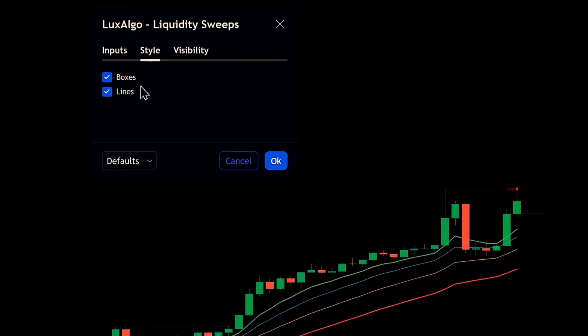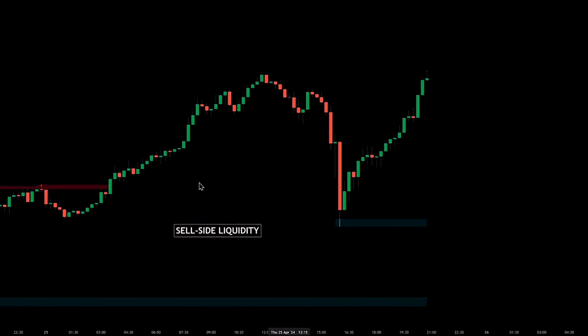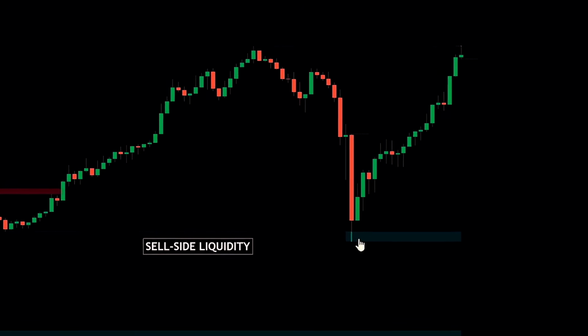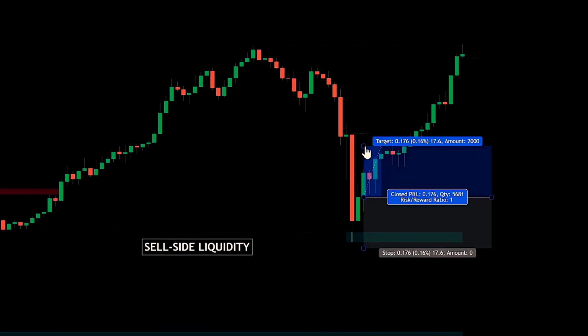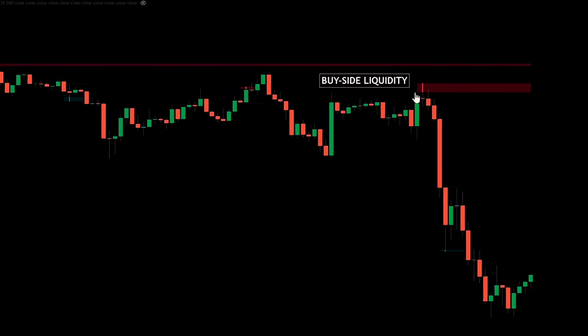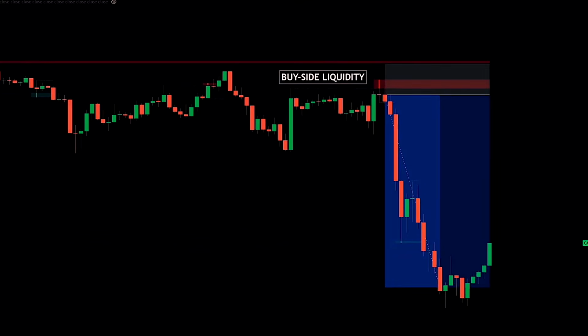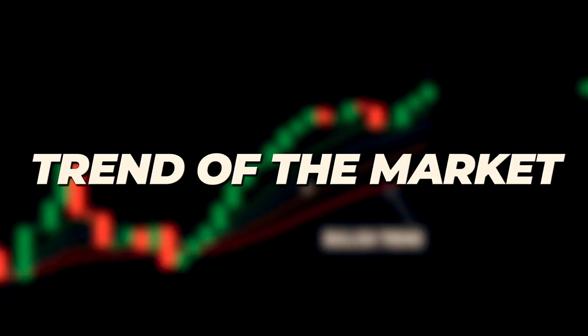So now that we understand liquidity sweeps, how can we actually use this indicator for trading? It's really simple. For a long trade, look for a sell-side liquidity sweep, which will appear as a teal color rectangle. Once you spot it, take a long position. For a short trade, find a buy-side liquidity sweep marked by a red rectangle and go short. But to maximize success, it's important to follow the overall trend. That's where the EMAs come in.